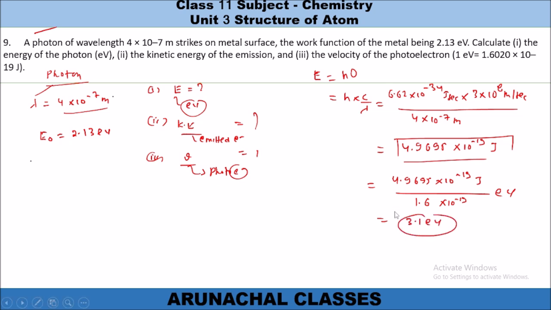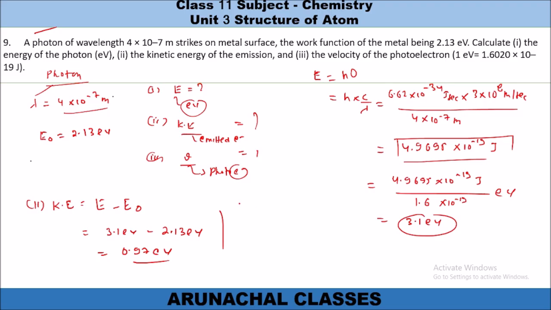So we have got the first part, that is the energy of photon in electron volt, that is we are getting 3.1 electron volt. Now we can go for the second case, that is kinetic energy. Kinetic energy is the energy minus the work function. So here we have 3.1 electron volt minus the E naught value, that is the work function of the metal, given as 2.13 electron volt. If I subtract, it will be 0.97 electron volt.